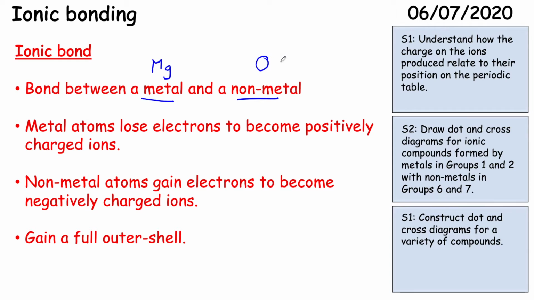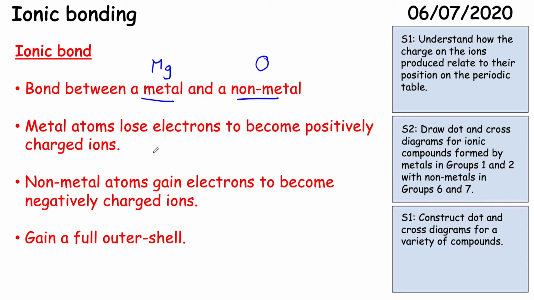The second point says that the metal atoms lose electrons and they become positive. And we talked about this in my video on ions. So if you don't understand this in quite as much detail as you should, maybe go back and watch that. So metal atoms lose electrons, they give them away. And when you give away your electrons, you then become positively charged because you've given away negatives.